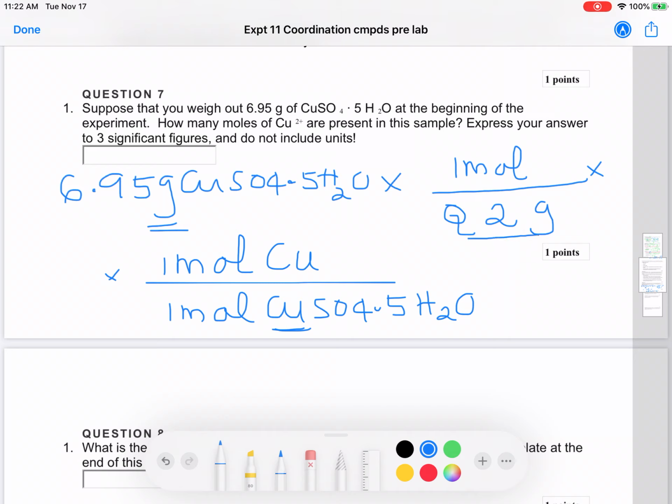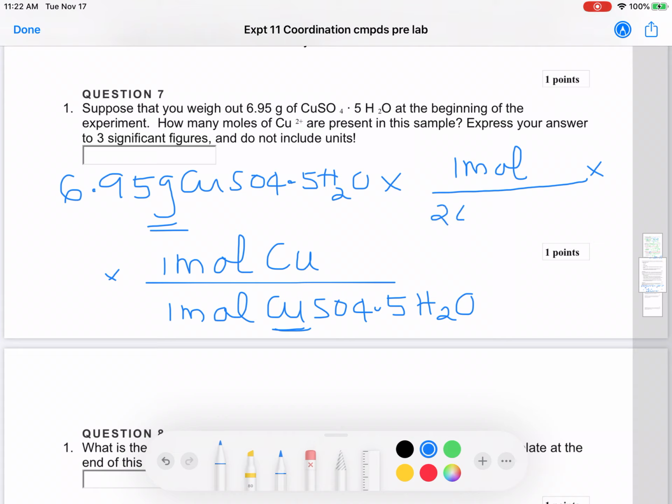I'm going to write down a random number, but I want you to do your calculations and see what you're going to get. This is just a number that came to my mind. I just assume this is going to be the molar mass of copper sulfate pentahydrate, but I want you to do your calculations and get the correct answer.